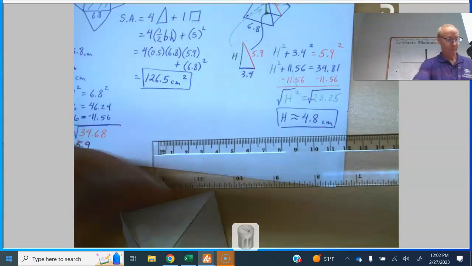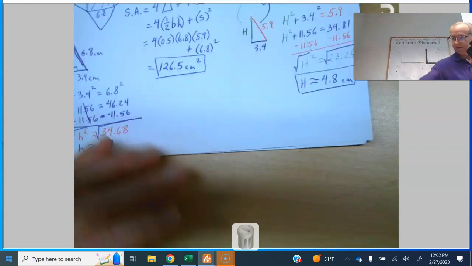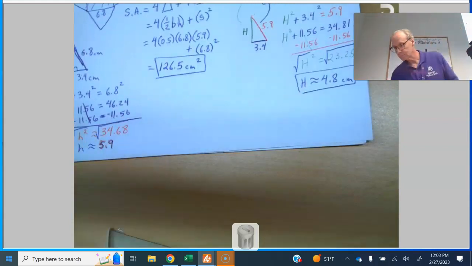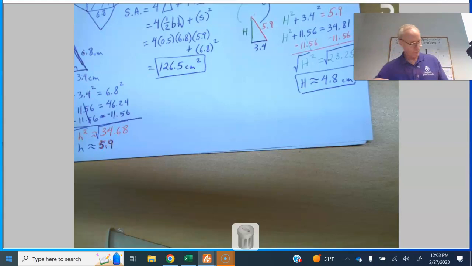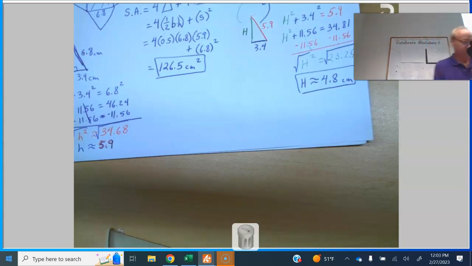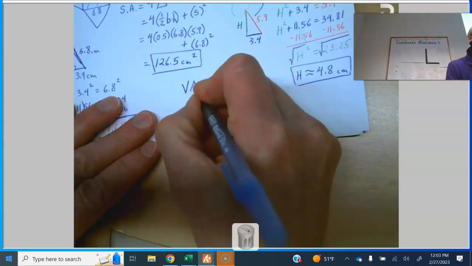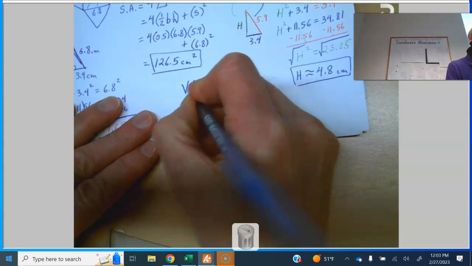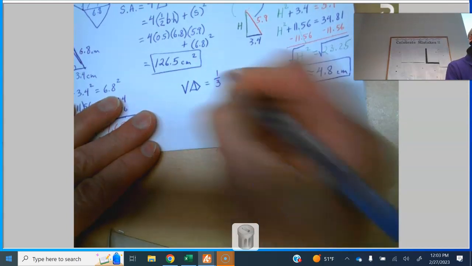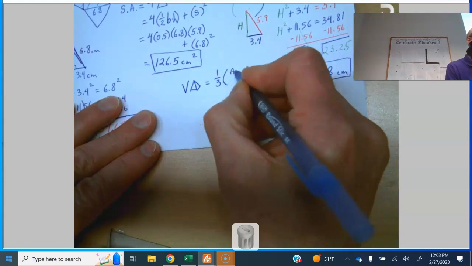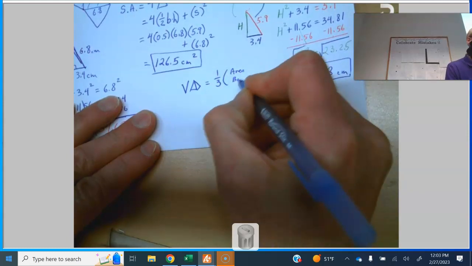Anyway, the volume of a pyramid. Where did my blue pen go? There it is. The volume of a pyramid is 1/3 area of the base times the height.